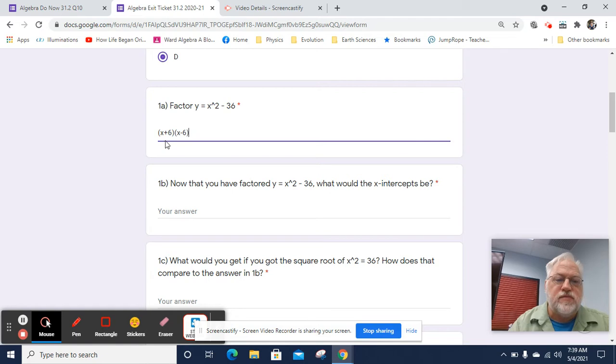So this is x. This is the square root of x squared. This is the square root of 36. Again, the square root of x squared. Now minus the square root of 36. So x plus 6 times x minus 6.